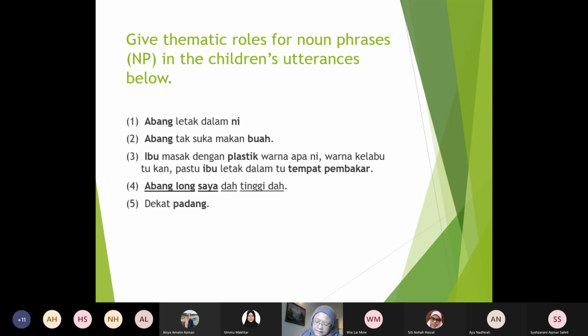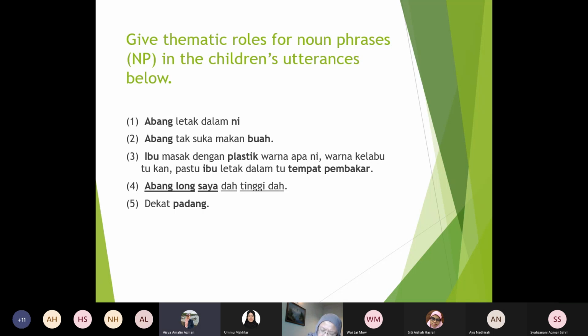So? Object to the verb, meaning it's the theme. It's the theme, okay. It's the theme because it undergoes the process of eating. Dia yang kena dimakan tu, melalui proses makan. Okay, ya? Faham? Ada soalan? Alright, nombor 3.